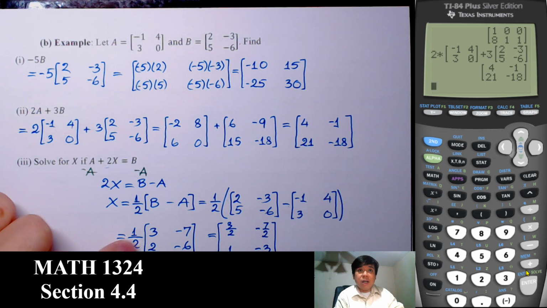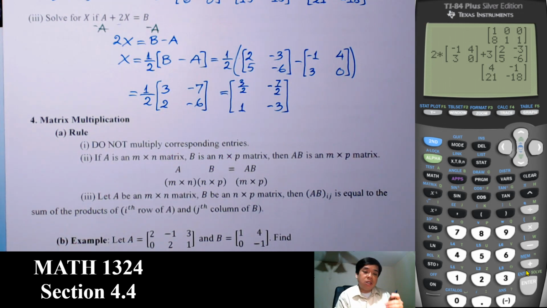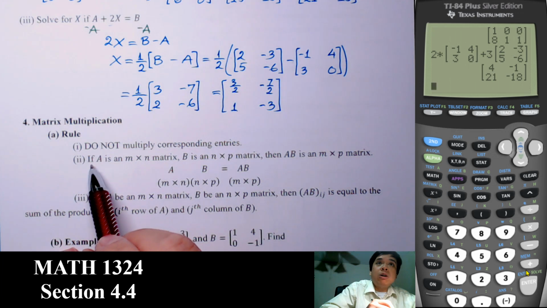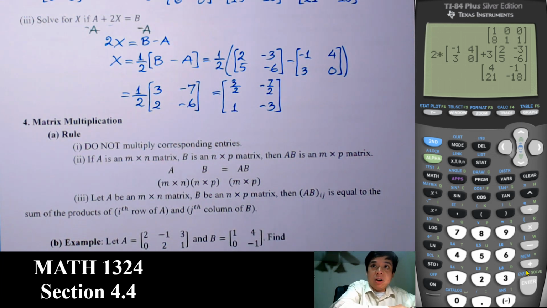I will multiply a number into the matrix. Now the more complicated thing is I'll multiply a matrix into a matrix. So that requires a little bit more. We do not just multiply the corresponding entries, because there might not be a corresponding entry. So we cannot do that.